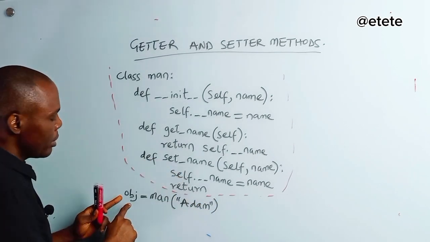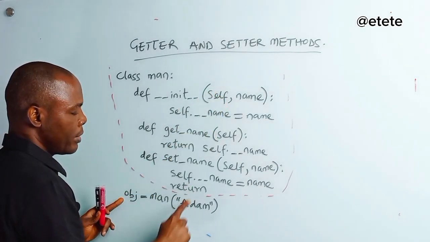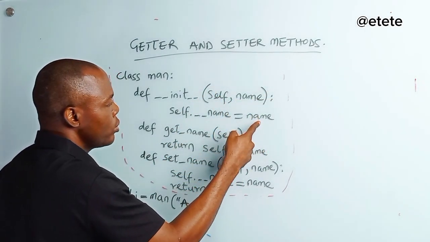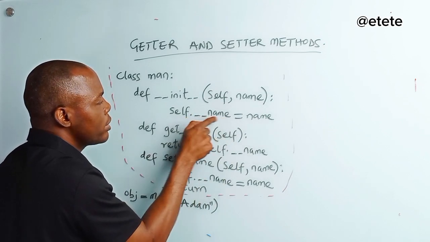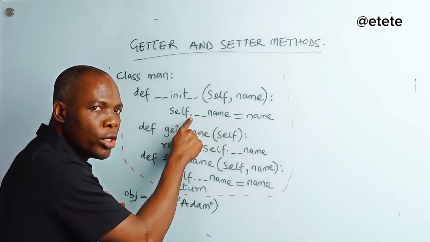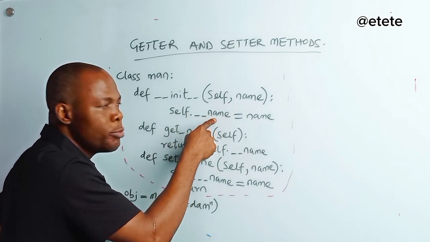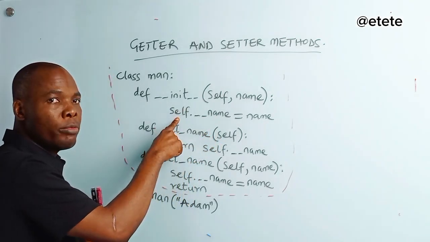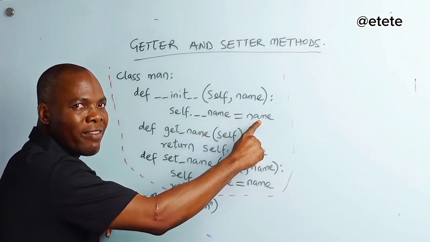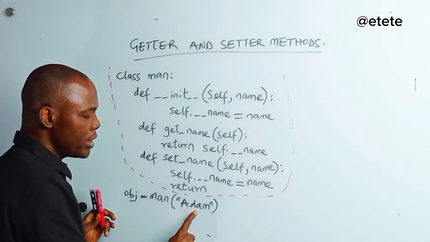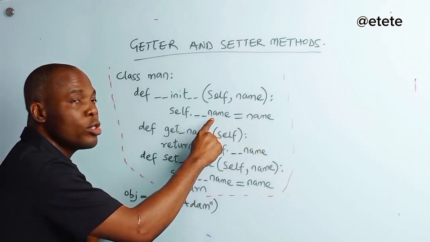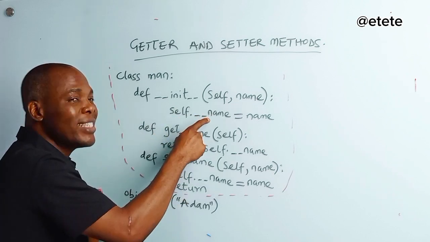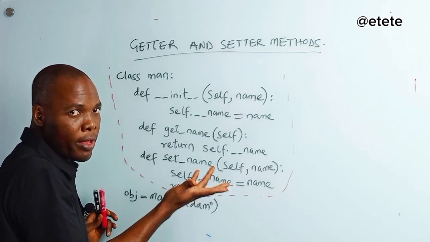So what happens here? This object will be given to self. This Adam will be given to name. Then it will come in. So self.name, this dot notation is the way to access the attribute. So this double underscore name is the attribute of this object that is going to keep whatever value this name is carrying. So this name is carrying Adam. So Adam is going to be stored here. Now this is protected. If you now try to access this from outside, it will throw you an error, right?